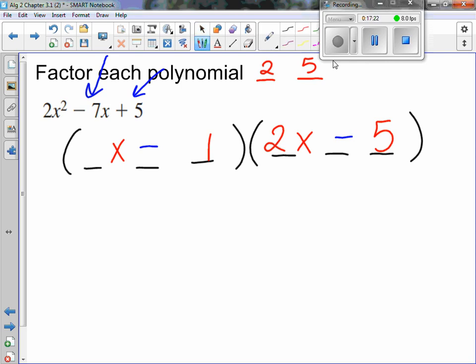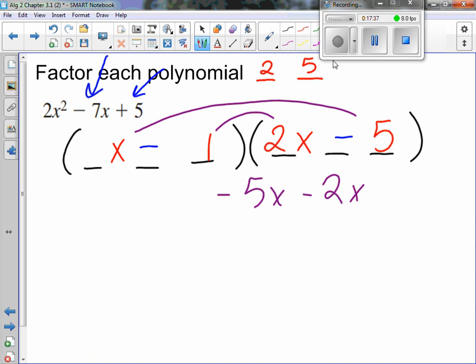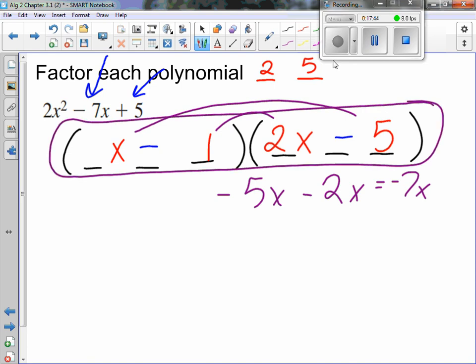And then last but not least, we are going to distribute. X times negative 5 would be negative 5x, negative 1 times 2x is going to be negative 2x, and negative 5x minus 2x is negative 7x, and that's what we wanted. So hopefully you're starting to see here, the more of these that you do, the easier they're going to become. Hopefully you're starting to see the pattern of how these work, how these operate.